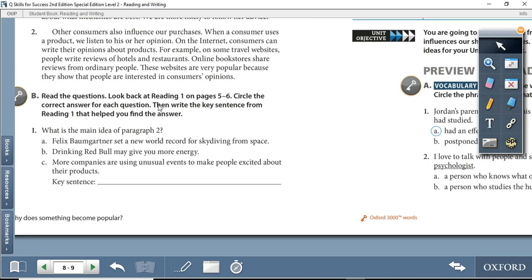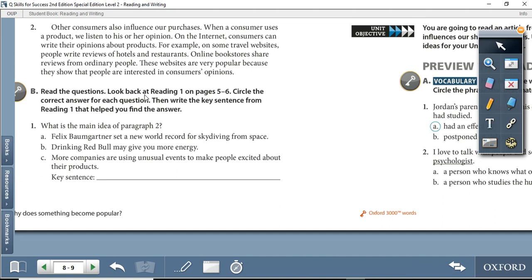In activity B, read the questions, look back at reading 1 on pages 5 and 6, circle the correct answer for each question, then write the key sentence from reading 1 that helps you find the answer. First of all, you need to read the questions, go back to the reading, and circle the correct answer from the options given, and write the key sentence here from reading 1.